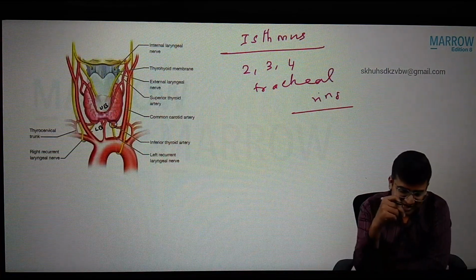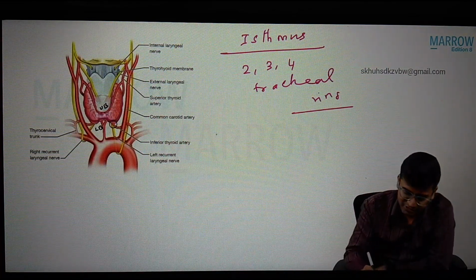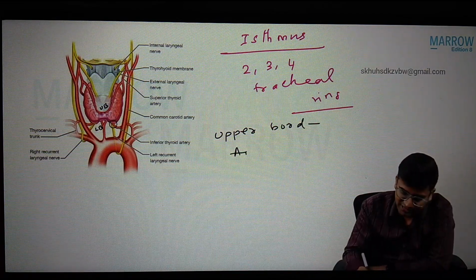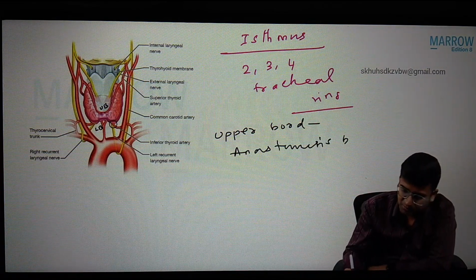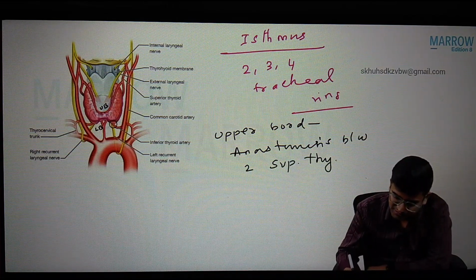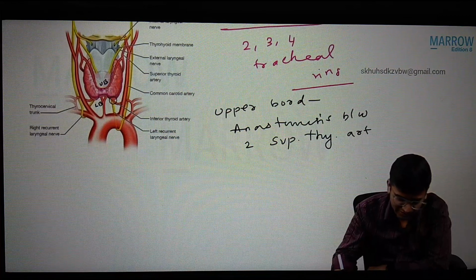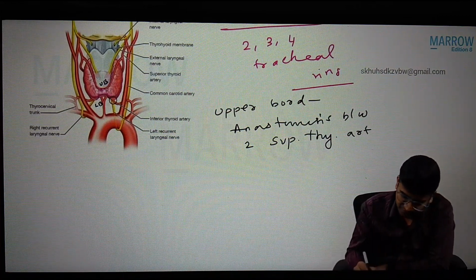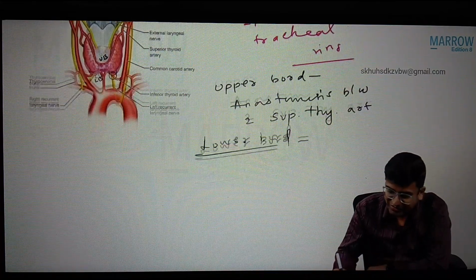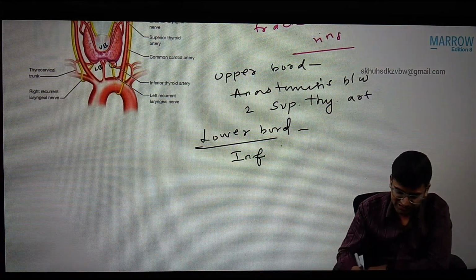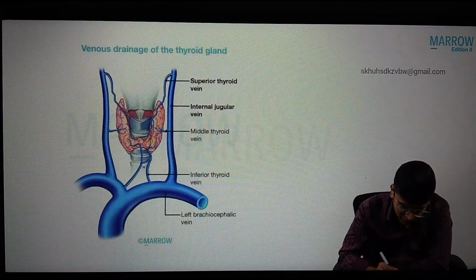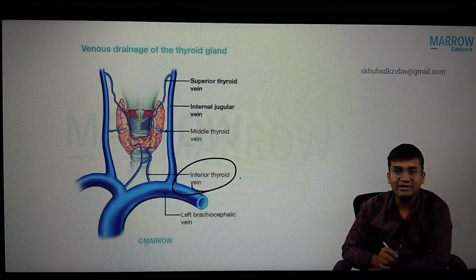At the upper border of the isthmus, we see the anastomosis between the two superior thyroid arteries. Okay. At the lower border of the isthmus, we see the inferior thyroid vein. Yes, in the lower border we are seeing the inferior thyroid vein.